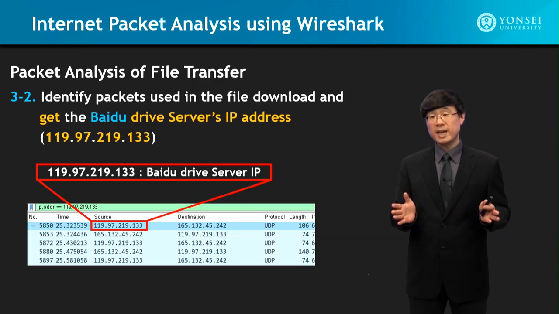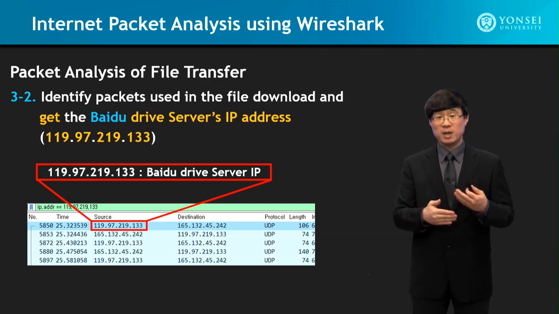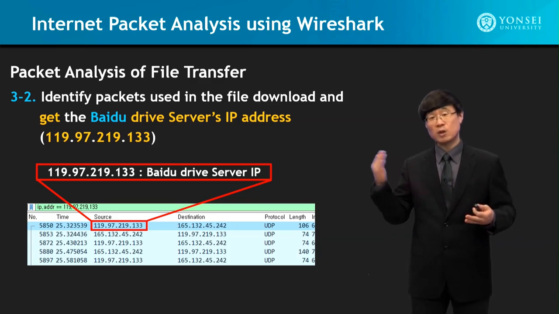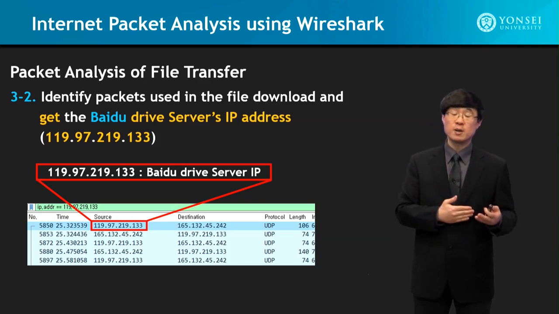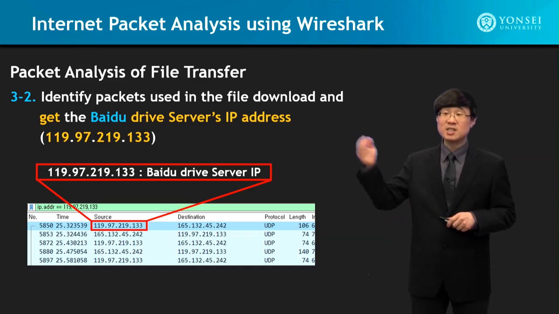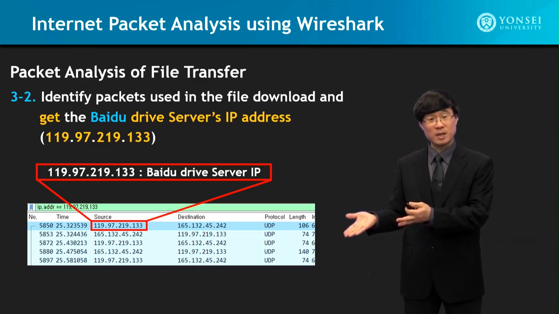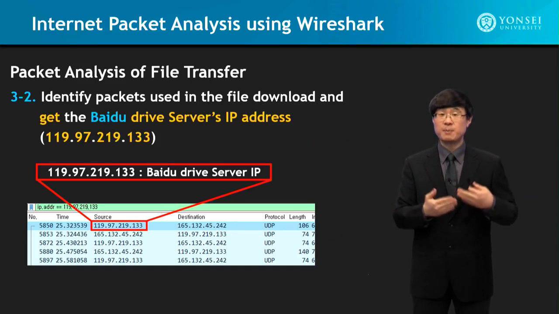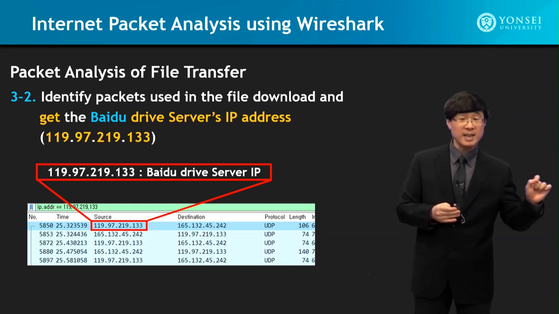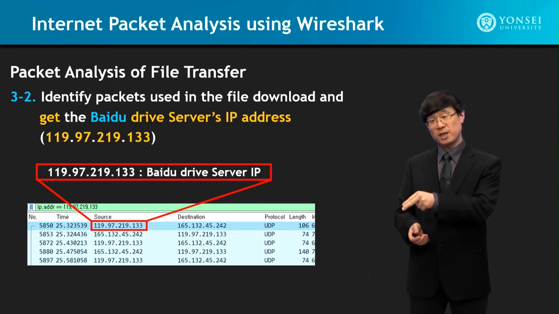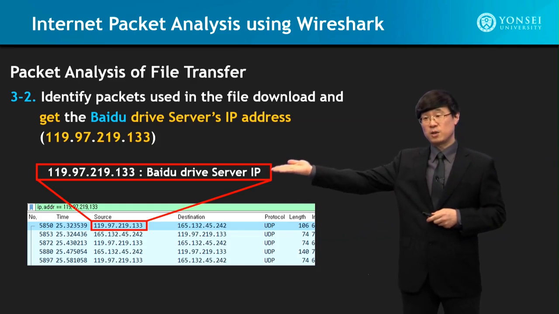Now, please take note that when you do the experiment, you're going to get a different Google Drive IP address or a different Baidu Drive address. These are just the examples that I experienced when I was doing this experiment. So expect to see a different IP address. Make sure that you write it down and you use it to put it inside the filters in this location right here.